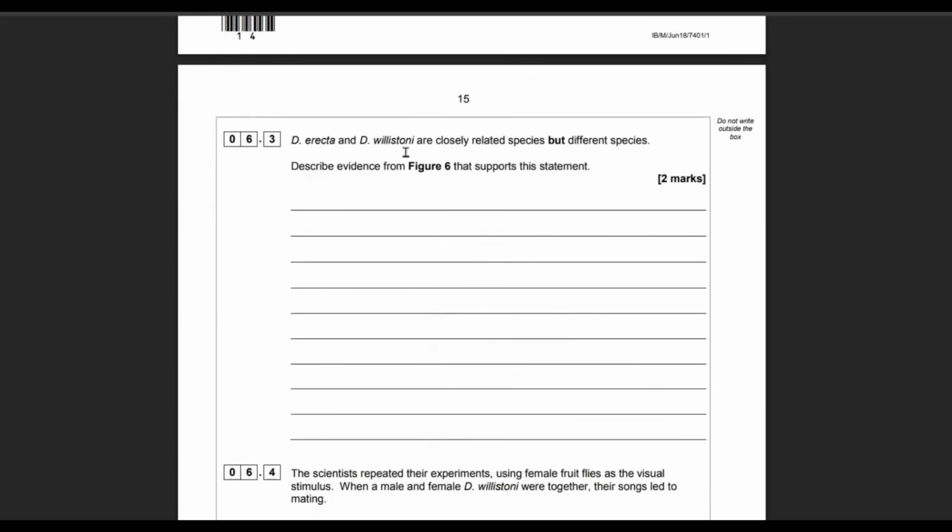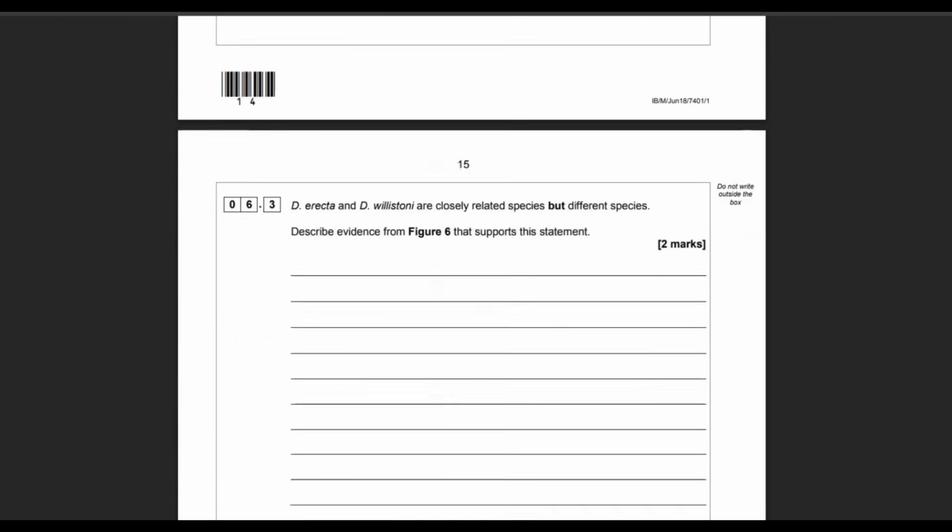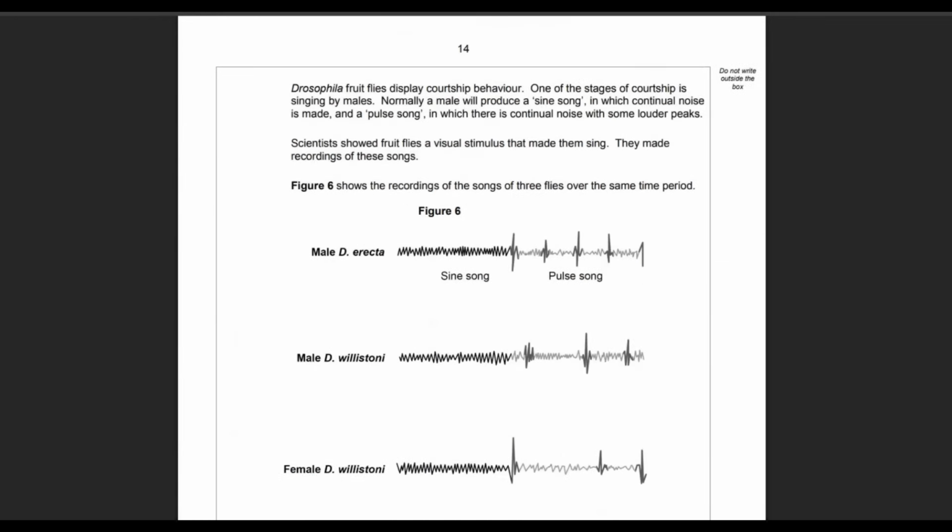D. erecta and D. Willistoni are closely related, but different species, i.e., they can't reproduce to produce fertile offspring. Describe evidence from Figure 6 that supports this. So if we look at D. erecta and D. Willistoni, what evidence supports this? So check out the sine song.